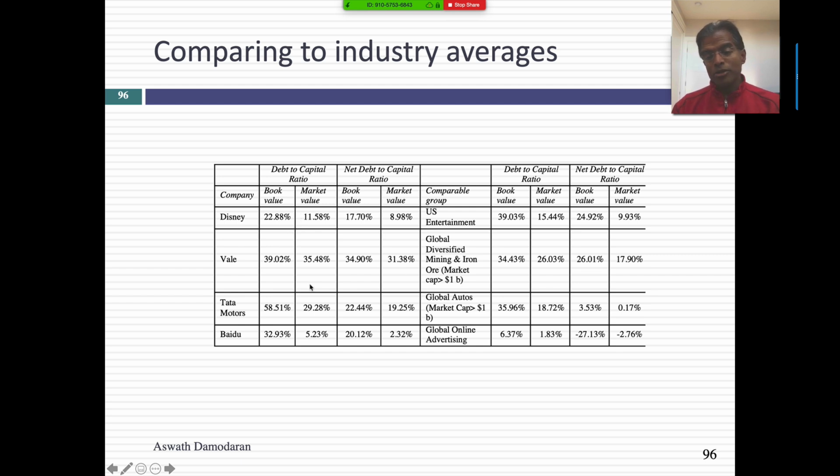For Vale, every measure of debt is higher than the industry average, which actually is good for me as well, because when I did their optimal, they were slightly over levered. This backs up that proposition. They have too much debt. Tata Motors on every measure of debt has more debt than the industry average. Again, backs up my case that Tata Motors has too much debt, should reduce debt.